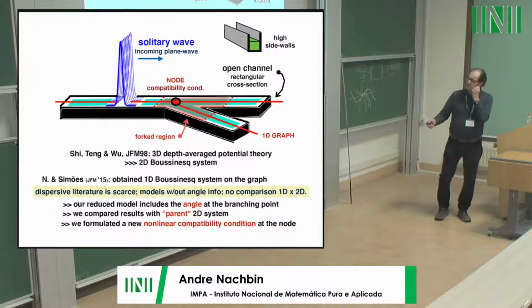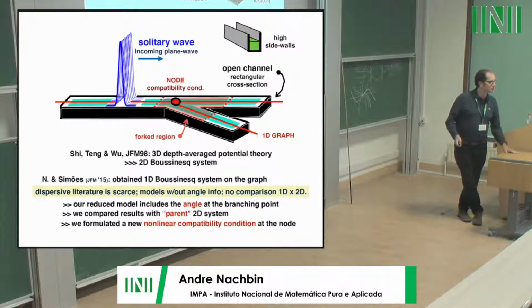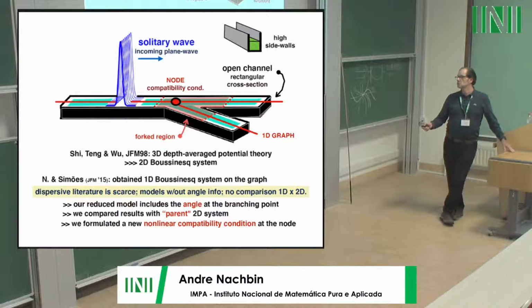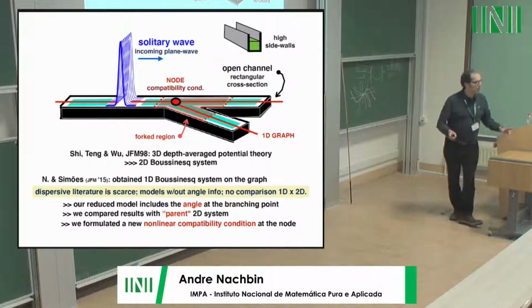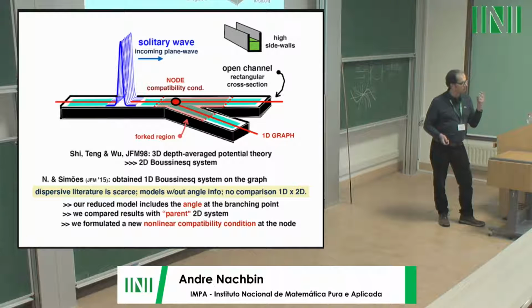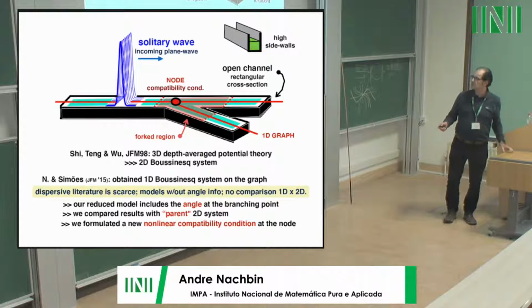And in this JFM 2015 paper, with a former student, we came back to this problem, and we knew we could make the following additions to the problem. So we used their model. Well, as I mentioned, I find the dispersive literature scarce, and that's why it's good to give a talk here, so please let me know what you know about dispersive waves on graphs, okay? So we used the Boussinesq system, and most models, including the hyperbolic models, do not have information on angles of the graph. And we're able to put the information of angles, as you will see, in a systematic way. So that's already a good thing.